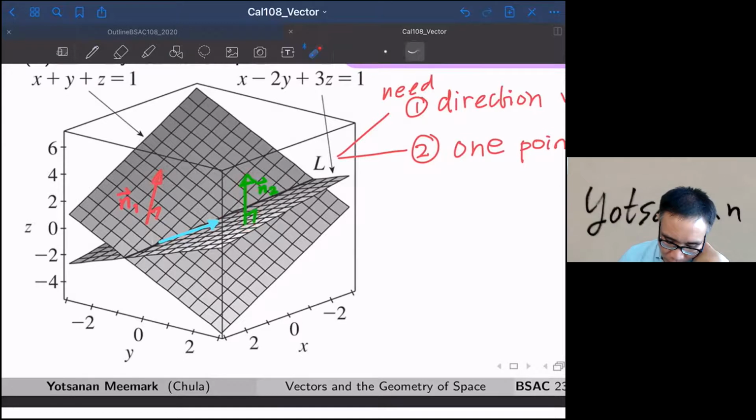Okay, so if you see that my n2 is somewhere here, it must be perpendicular to this vector, and my n1 is something like this, so it's perpendicular to the blue vector. Let me draw it again. So this is my n1, and this is my n2. So you see that my blue vector is perpendicular to both n1 and n2.